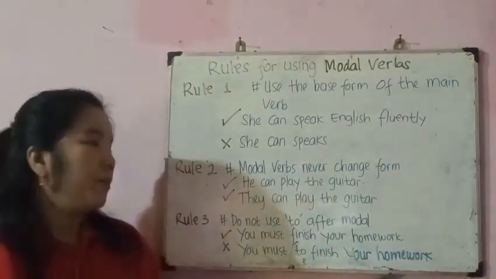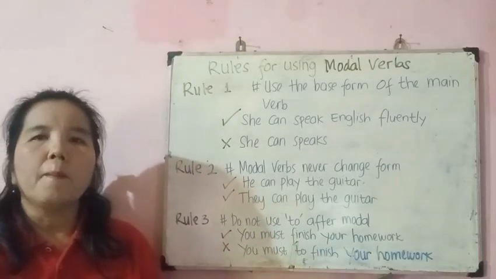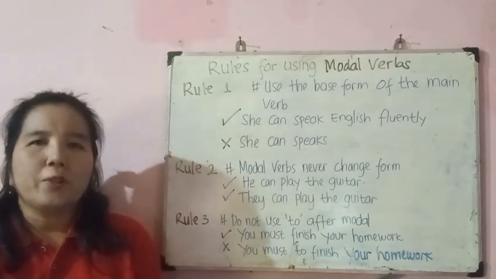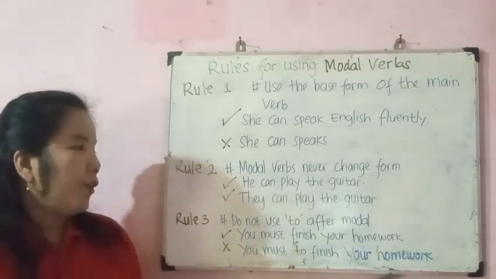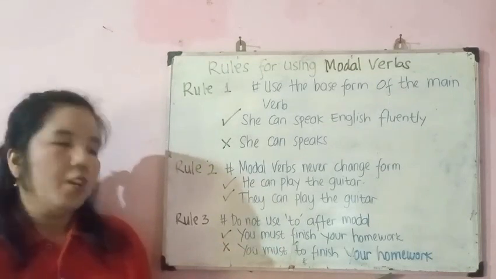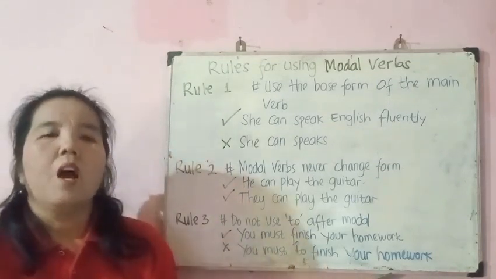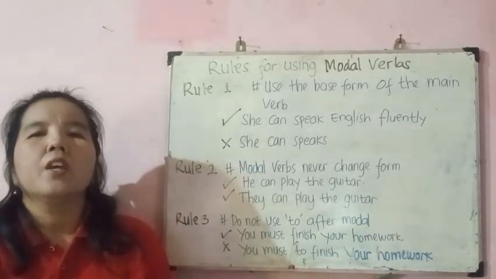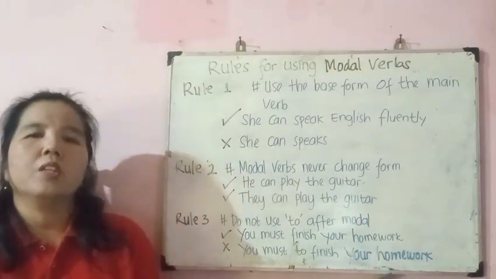Next, rule number 3. Do not use to after modal verbs. Most modal verbs are followed directly by the base verb, with no to. For example, you must finish your homework, not you must to finish your homework. However, there are a few exceptions like you ought to study harder, I have to go to work early.